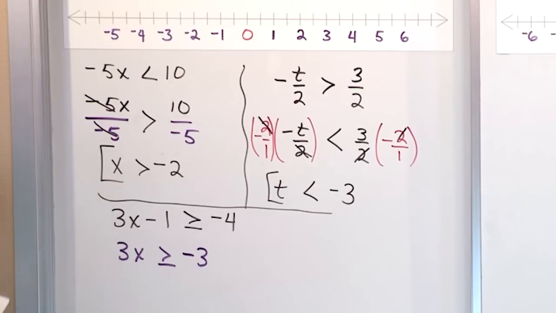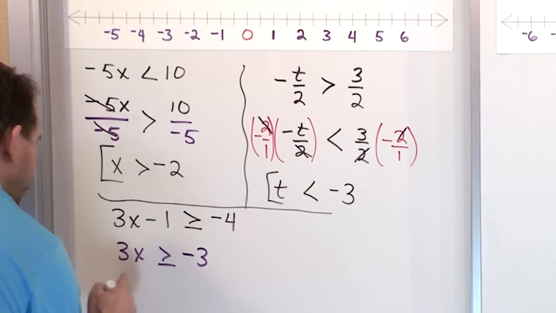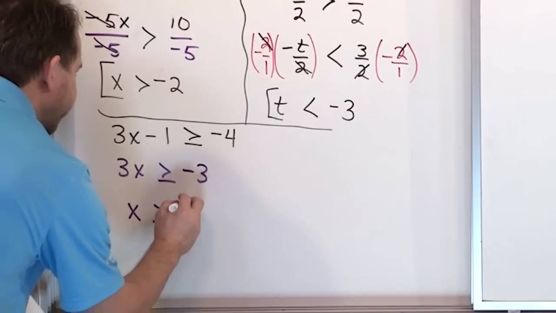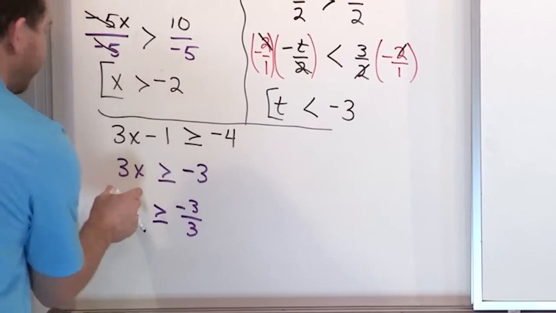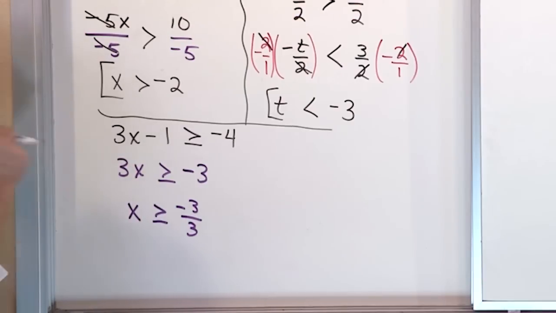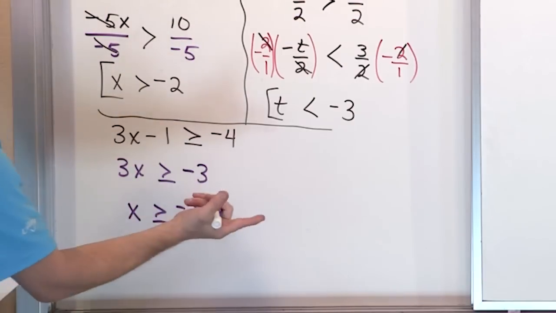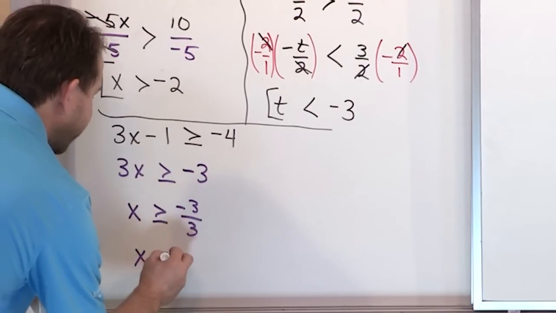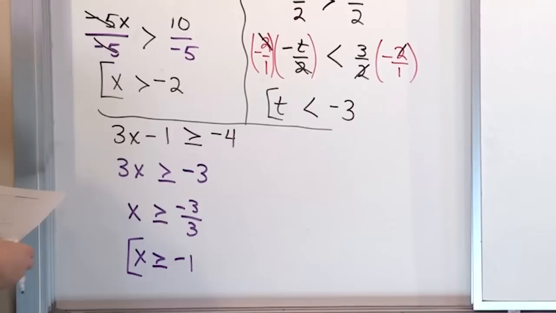All right? And then what do we do to get rid of the x? Well, we have to divide by 3. So it'll be x greater than or equal to negative 3 on the right. We have to divide by that 3. We divide the left by 3, killing it. We divide the right by 3, and what you get at the end of the day is x greater than or equal to, what do we have? Negative 1 here. This is the final answer, x greater than or equal to negative 1.